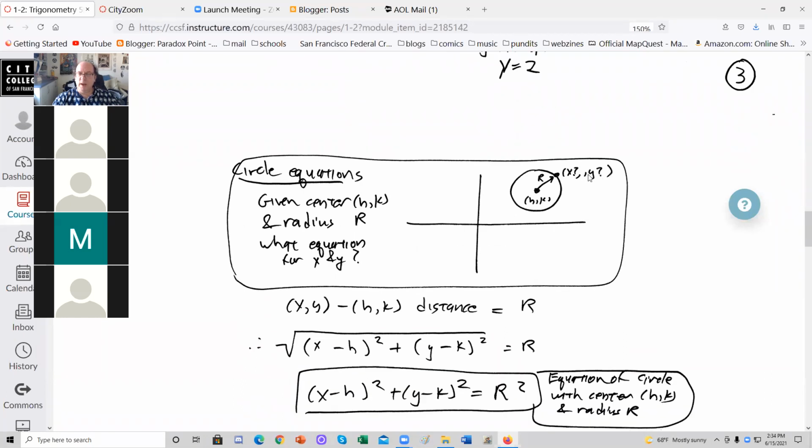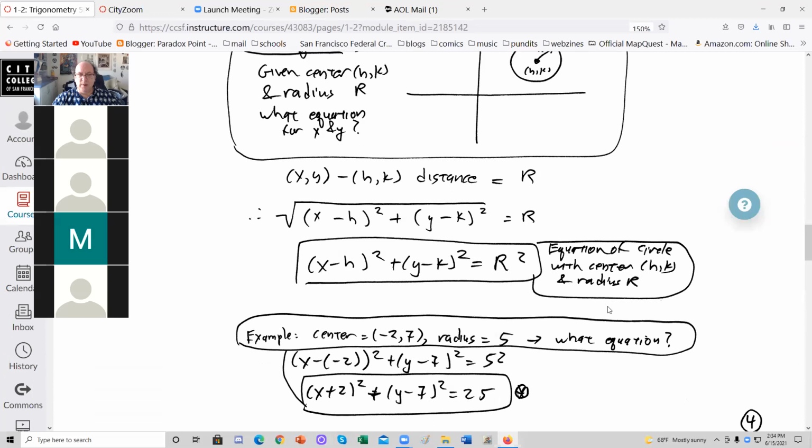Well, the distance between x y and h k is r. We use the Pythagorean distance formula. The distance between this point and this point is the square root of the sum of the squares of the differences of the coordinates. The square root of x minus h squared plus y minus k squared equals r.